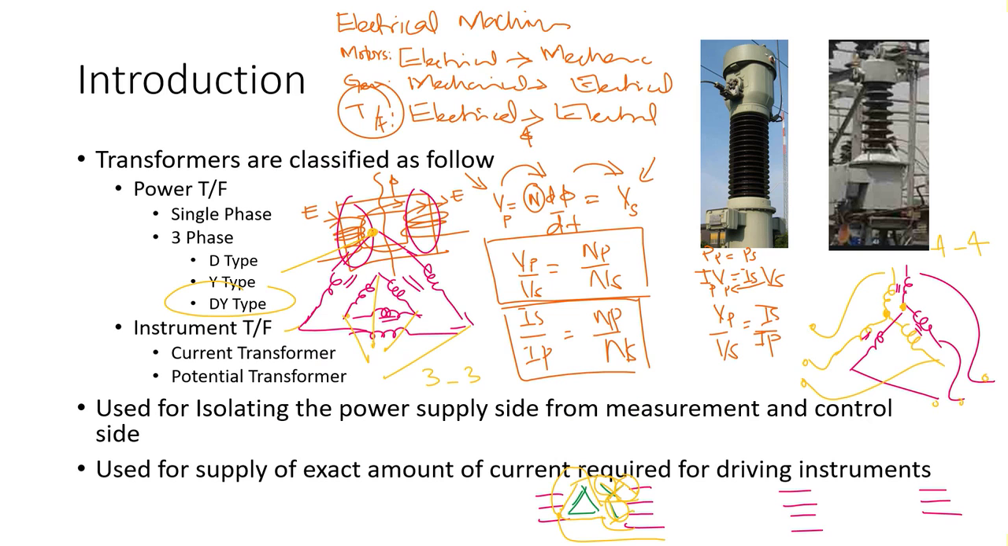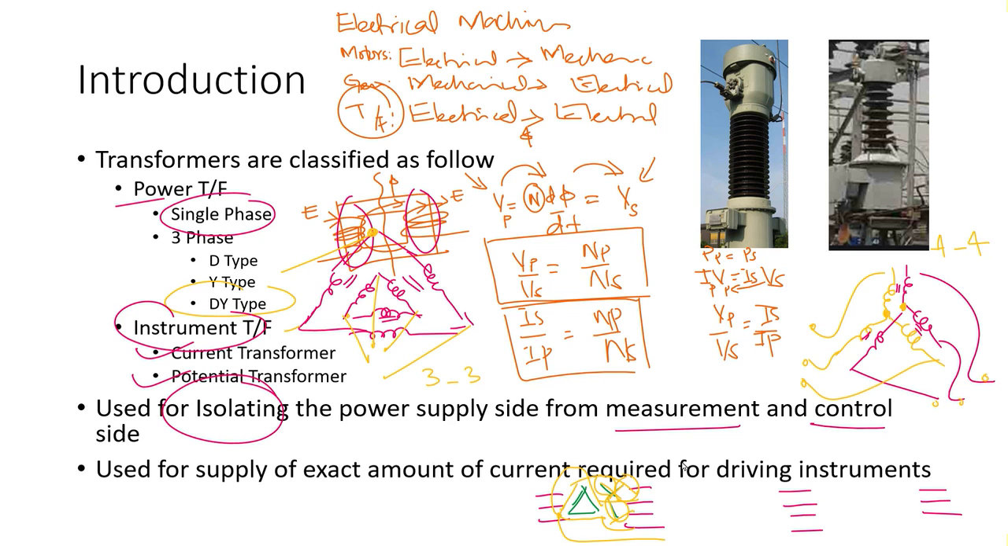So coming back to the previous slide, in instrument transformer we are only having a single phase transformer. So these transformers can be current transformer and potential transformer. These both systems are used for isolation, and sometimes for control and sometimes for measuring. And this power transformer is always used for power transfer. So high voltage to low voltage and vice versa connection is dealt by power transformer, whereas this instrument transformer is used for measurement and control. It is also used for supply of extra amount of current required for driving instruments.